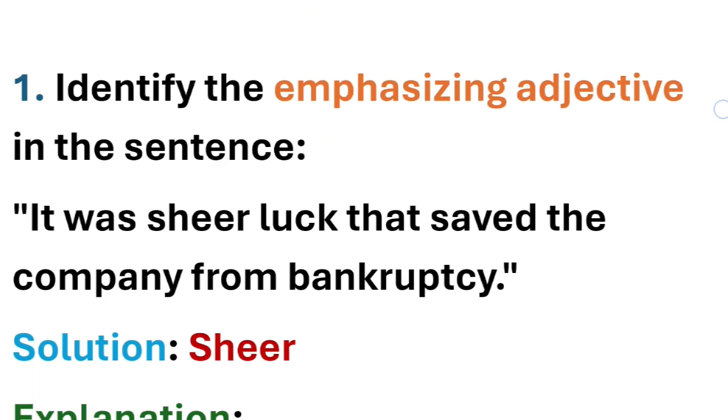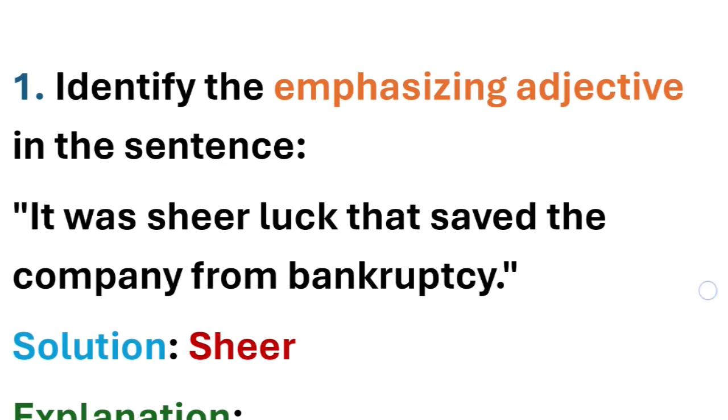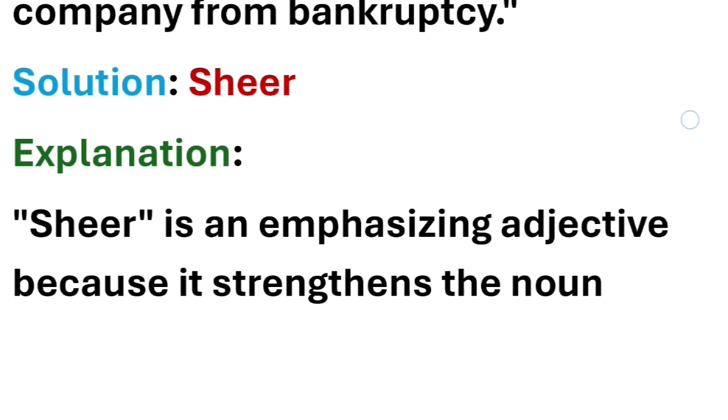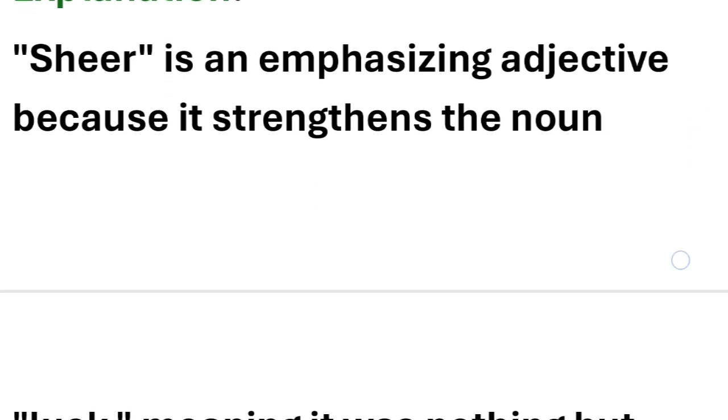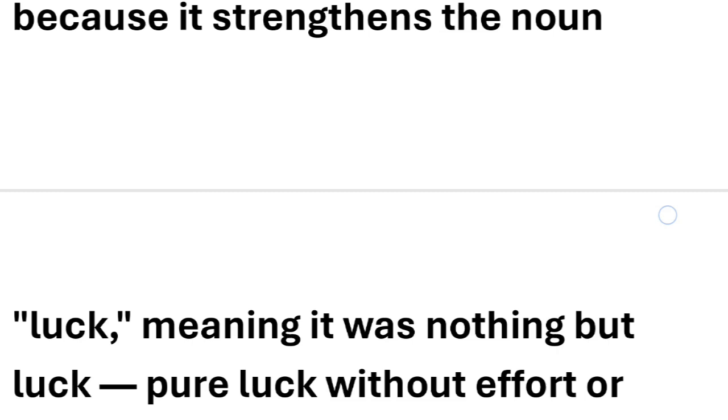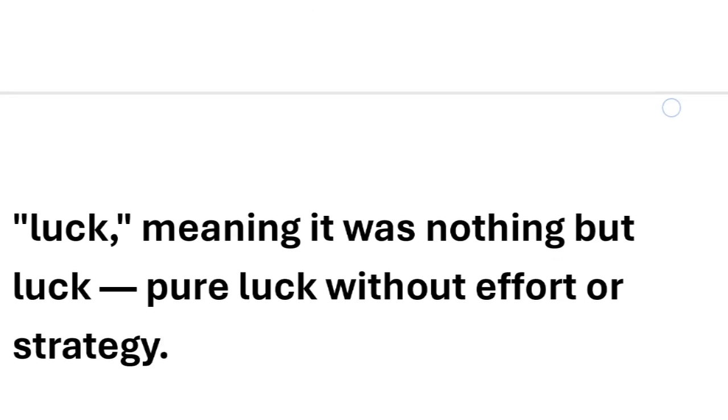Now, question 1 was identify the emphasizing adjective in the sentence. It was sheer luck that saved the company from bankruptcy. The word over here is sheer, which is the emphasizing adjective because it's putting a kind of pressure on the noun, which is luck. So, sheer is an emphasizing adjective because it strengthens the noun. It is putting pressure on this noun, luck, meaning it was nothing but luck, pure luck, without effort or strategy.